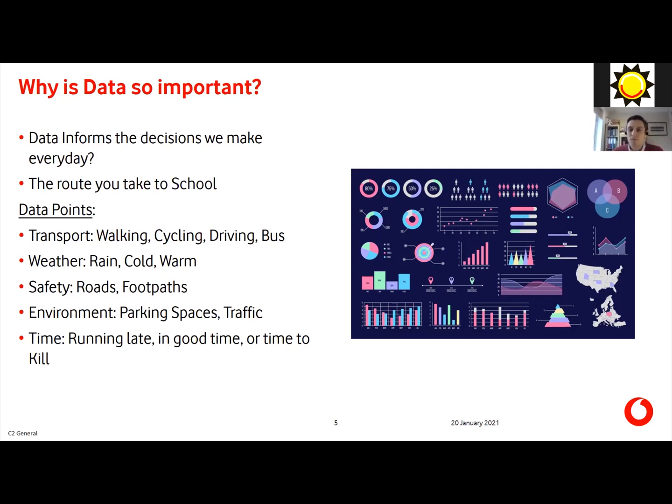So in that example, you're going to be using those data points to help you make an informed decision. Now, you'll use your brain to make those informed decisions, which is the best processor of data that you have available to you.